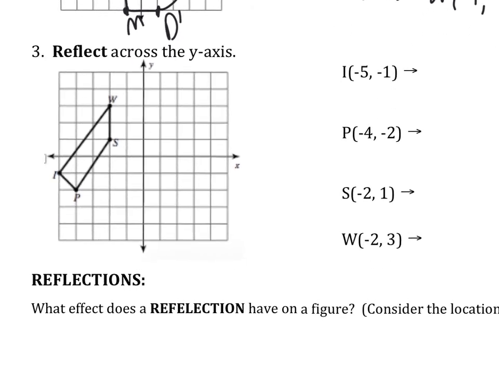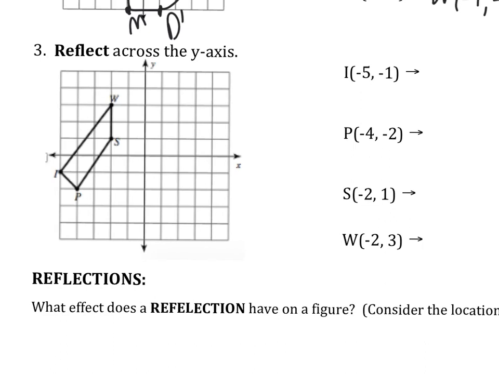y-axis is the green line here. Here's the y-axis. So there's my line of reflection, okay? So I'm going to do the same thing, but I'm going over the y-axis instead of the x-axis. So let's start with I.